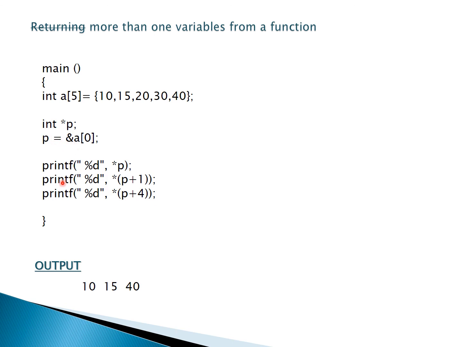And in the second printf statement, you can see that the dereference operator is pointed to the address of the first element plus 1, so that means the next element, so the output will be 15, and then the first element plus 4, that means plus 4 elements, so 1 2 3 4, so the contents of the last element will be displayed. So here you can see that by accessing the first element of an array, all the elements can easily be accessed.